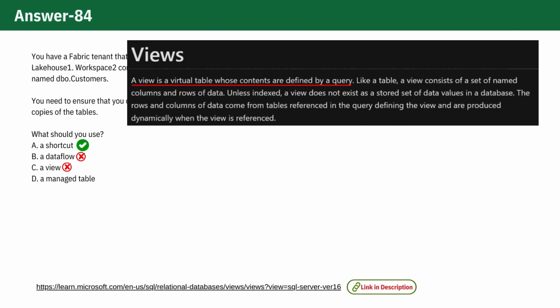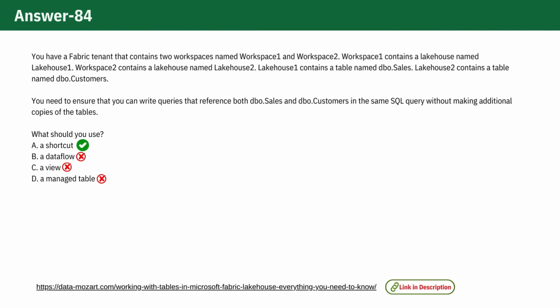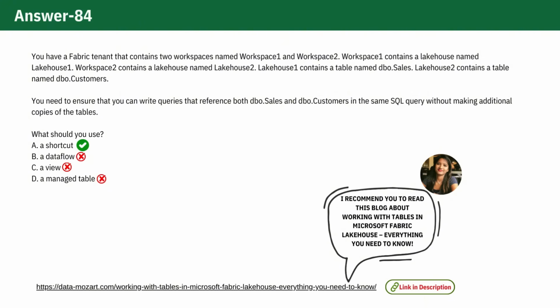Option C, a view would allow you to create a virtual table based on a query, but it still requires that the tables be in the same database or workspace. Option D, a managed table stores data within a workspace, but using it would involve making copies of the data, which does not meet the requirement of avoiding additional copies.